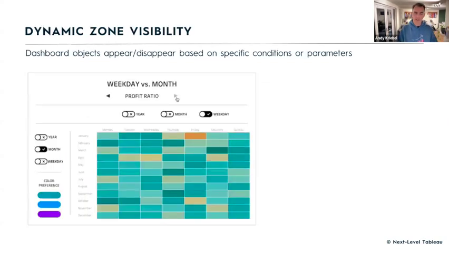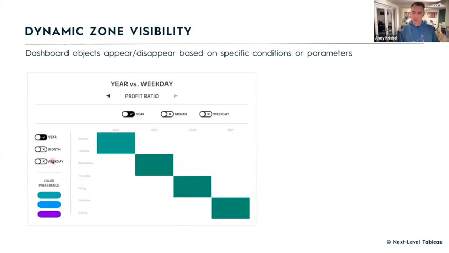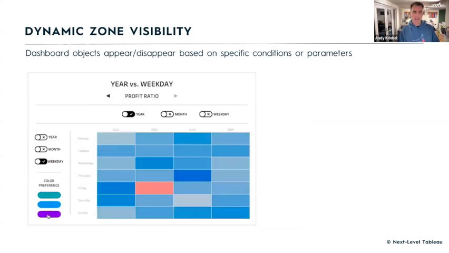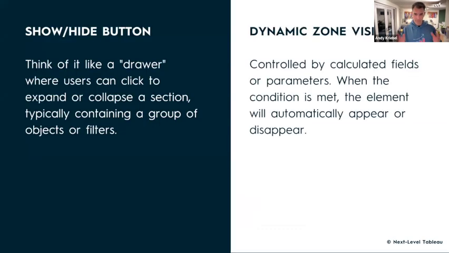However, with dynamic zone visibility, we are doing it based on conditions. A show hide button literally just does a show and a hide. Dynamic zone visibility uses a condition to determine if something does a show or a hide. That's the most fundamental part of this. I asked ChatGPT to give me a couple of analogies for the difference between show hide buttons and dynamic zone visibility. It said to think of show hide like a drawer. You're opening and closing a drawer. That immediately makes sense. Dynamic zone visibility, on the other hand, is controlled by calculations or parameters, like the examples that I built on the fly.